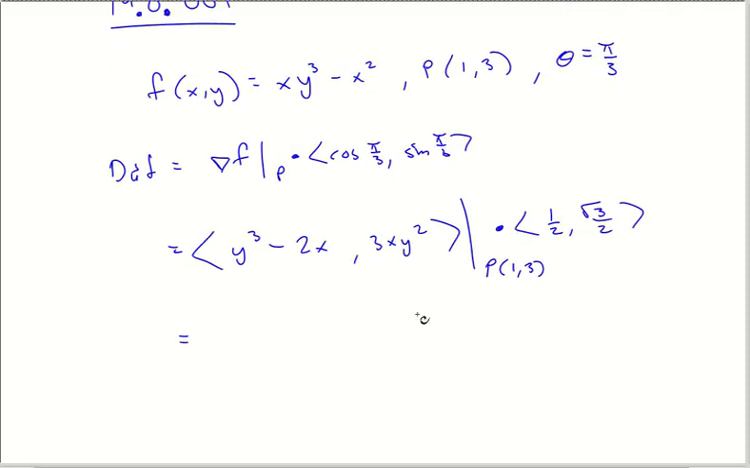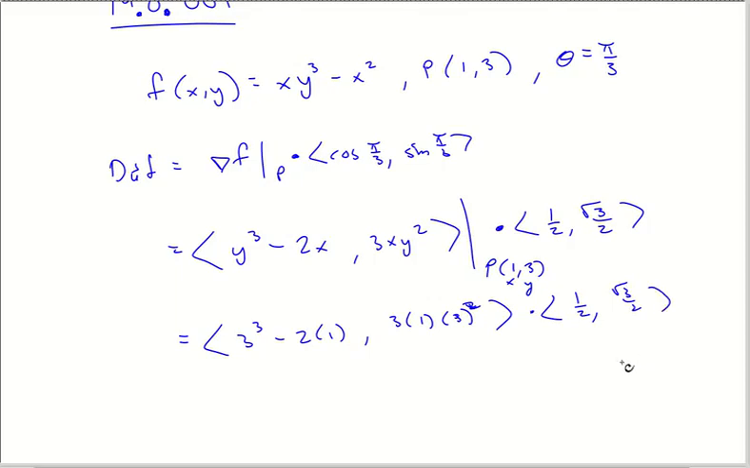Go ahead and plug in that p. This is an x and y, of course. So we got 3 cubed minus 2 times 1, and then we got 3 times 1 times 3 squared. That's a squared, you'll just have to trust me. Dot 1/2, square root 3 over 2.